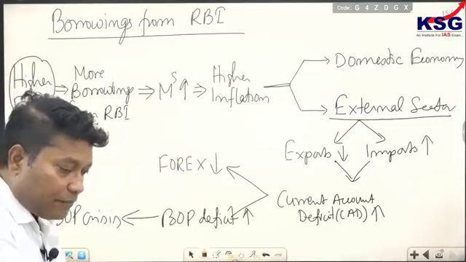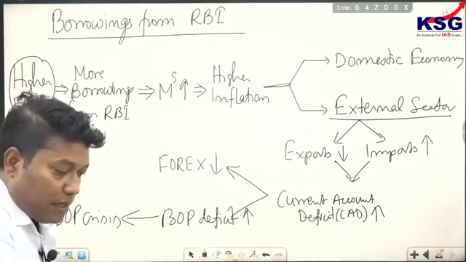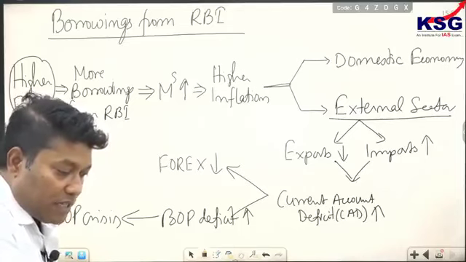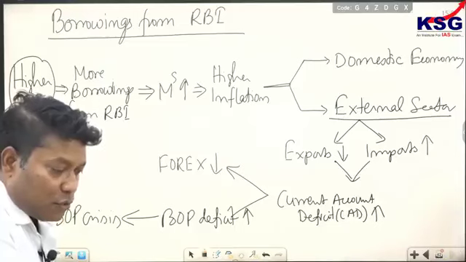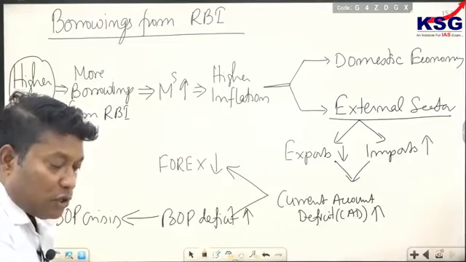Clear? So this means such huge borrowings by the government contradict the government's aim of higher economic growth and development. So this is where RBI's role comes in, to reduce the repo rate so as to encourage investment.